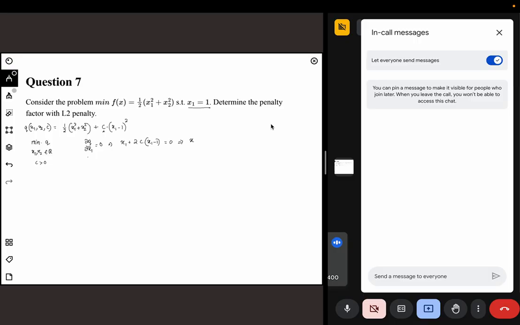What is the value of x1 here? Similarly, I can take del Q by del x2 equal to 0. That will give me x2 star equal to 0. What is the value of x1 star? Something like this.